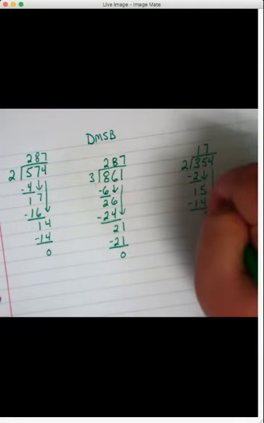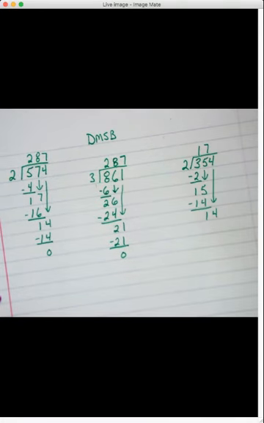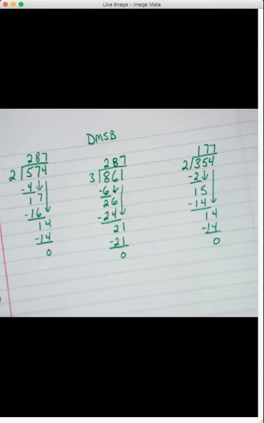Bring down, brother, and we're bringing down the 4 to make it 14. 14 divided by 2 is 7. Mama multiply. 7 times 2 is 14. Sister subtract. 14 minus 14 is 0. You getting the hang of it? All right, let's look at the next one.